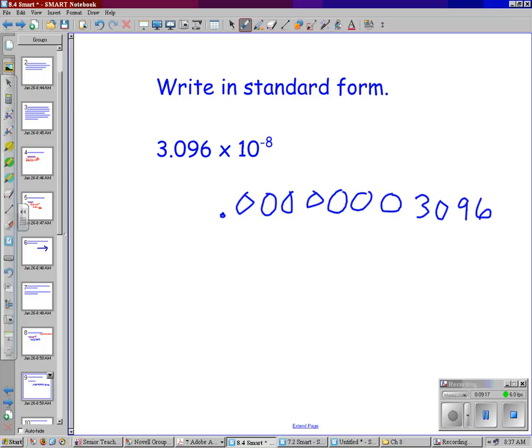How did you know to do that? Well, because it's negative, we move the decimal place to the left. All right, we're going to pick up our decimal point and move it to the left. 8 times: 1, 2, 3, 4, 5, 6, 7, 8. Right on the edge there. Any place that you create, what do you have to put in it? A 0.